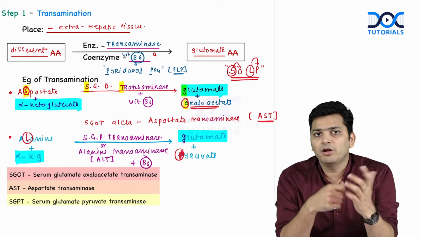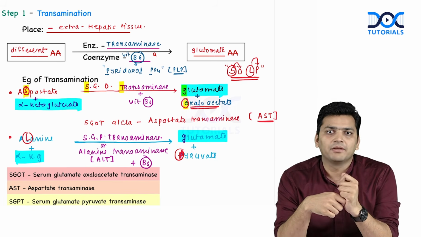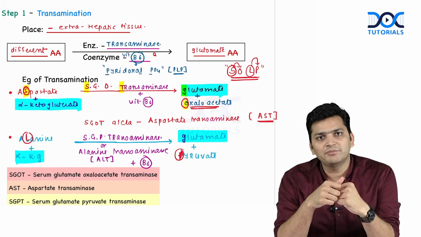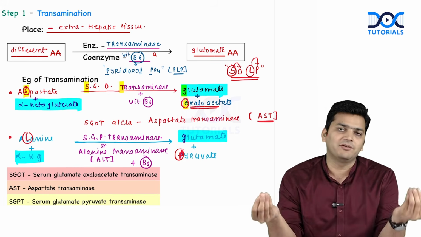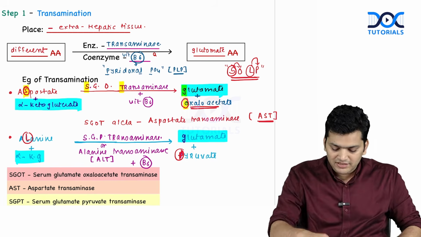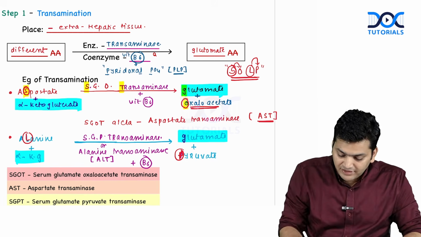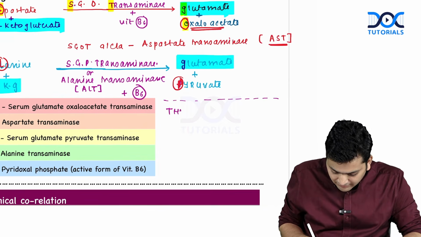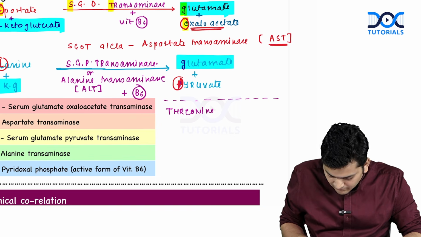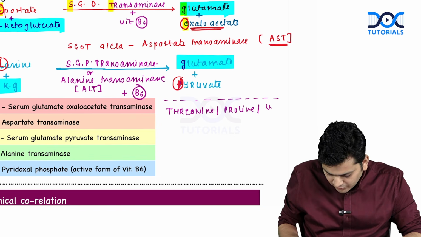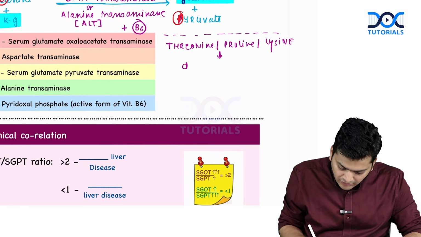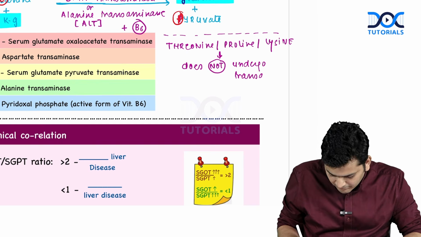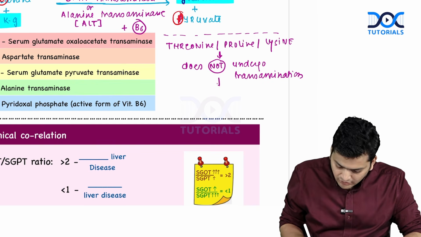So there are three more amino acids which can also do the same. They can also easily donate the ammonia. For those amino acids, we don't have to do the transamination. They can directly go to the liver and donate the ammonia. Right? What are the names of these amino acids? The mnemonic is TPL. It is not IPL, TPL. Threonine, proline and lysine. Threonine, proline and lysine do not undergo transamination.